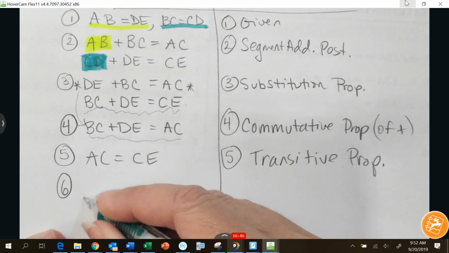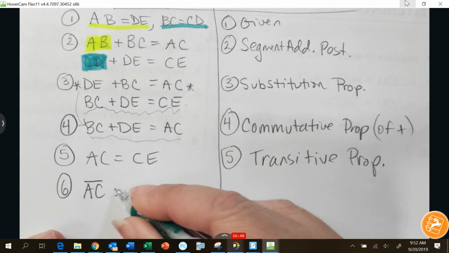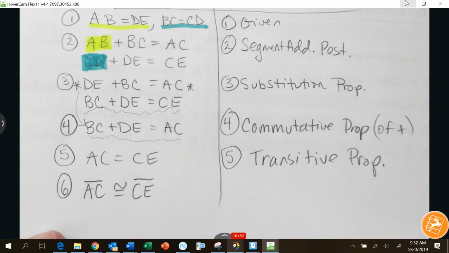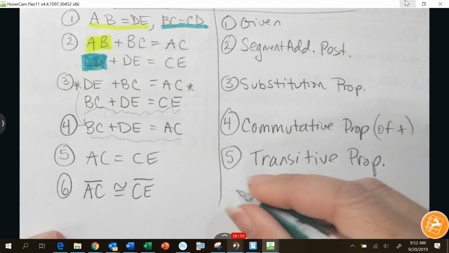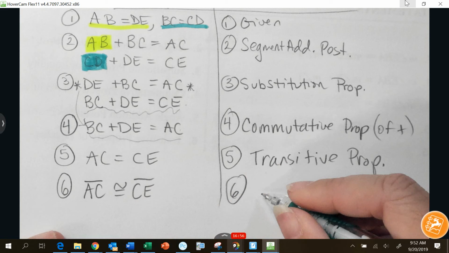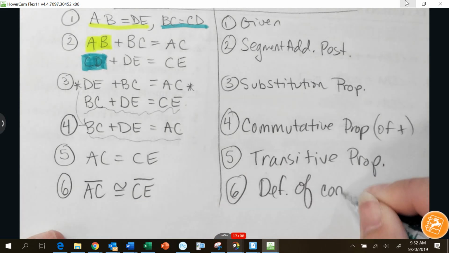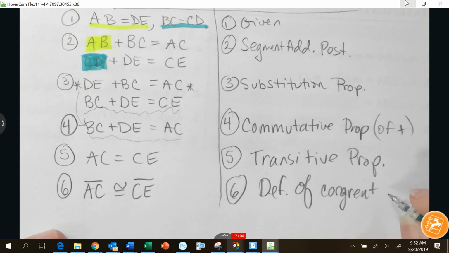And then what are we trying to prove? We're trying to prove that segment AC is congruent to segment CE. Can we prove it? By what? Definition of congruent segments. Yep. Right.